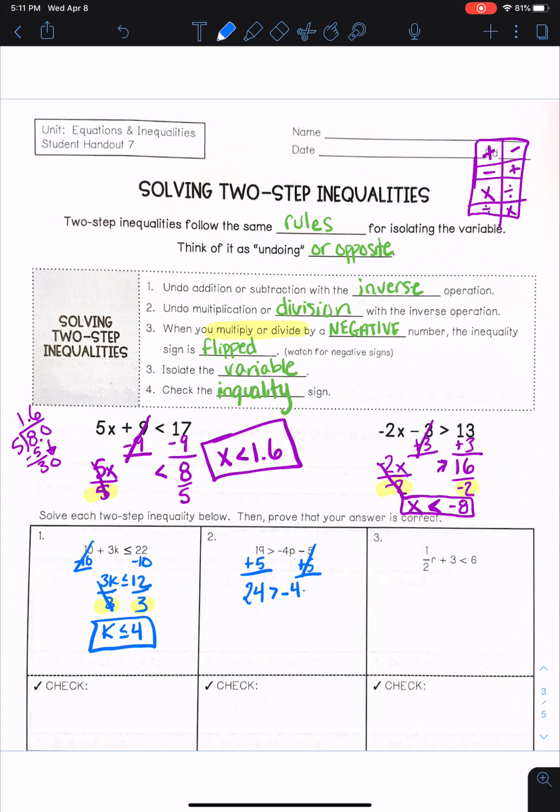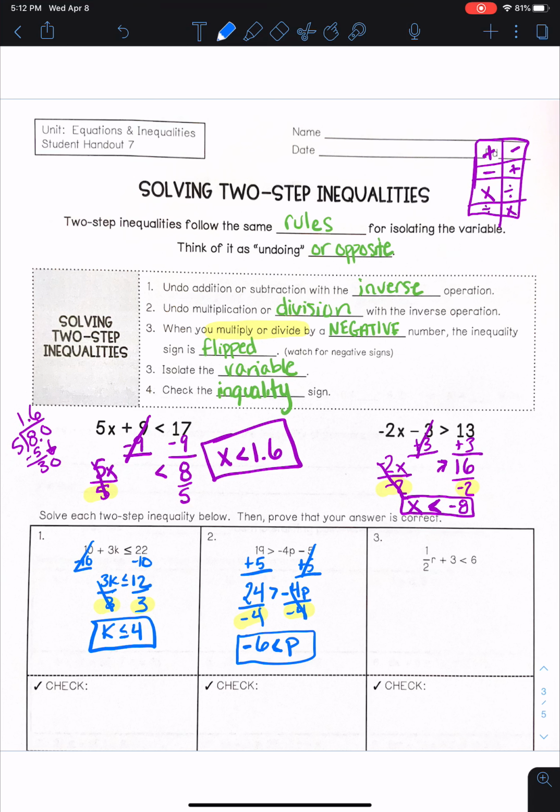And I have negative 4p. Well, I'm going to divide by negative 4. 24 divided by 4 is 6. A positive and a negative is a negative. So now if I look, did I divide by a negative? Yes. So my symbol, instead of greater than, needs to become less than.